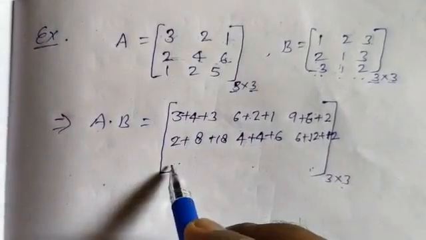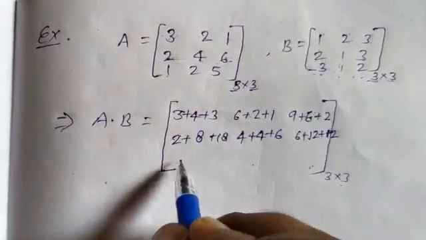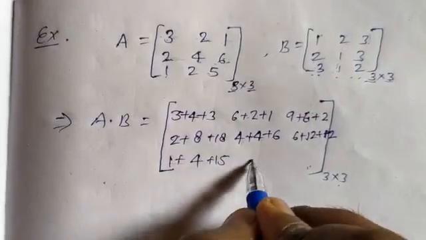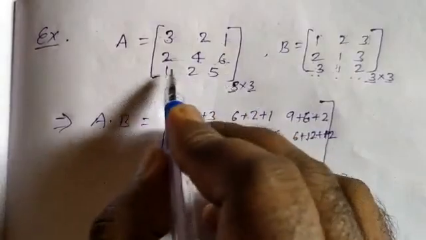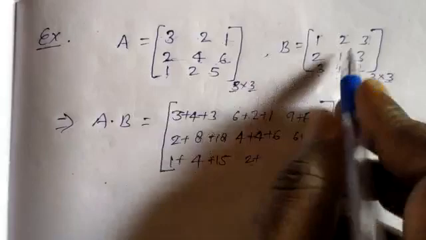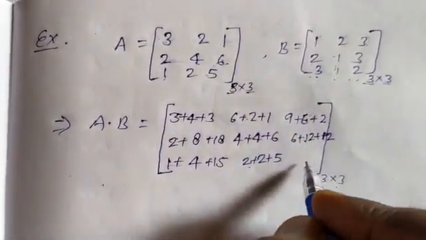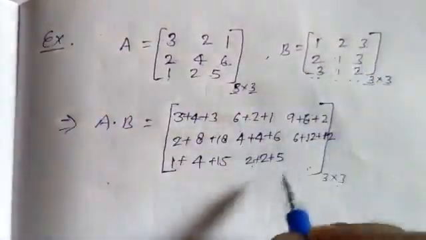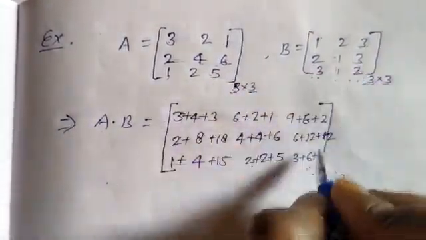Now this element, third row first column, third row 1, 2, 5 multiply with this 1, 2, 3, 1 into 1, 1, plus 2 into 4, and 5 into 3 is 15. To write this element, third row second column, third row 1, 2, 5 multiply with this column, 1 into 2, 2, plus 2 into 1, 2, plus 5 into 1, 5. To write this element of third row third column, third row multiply with the third column, 1 multiply with the 3, plus 2 multiply with 3, 6, plus 5 multiply with 2, 10.